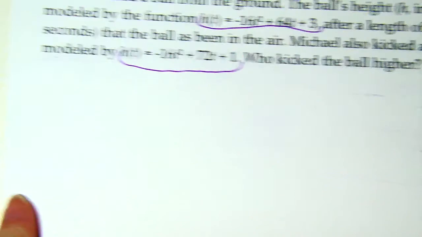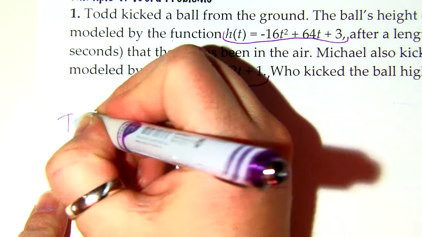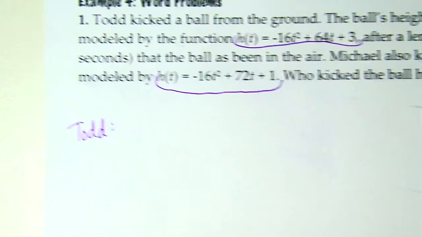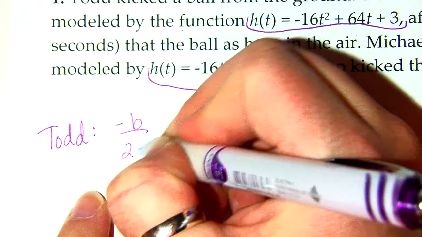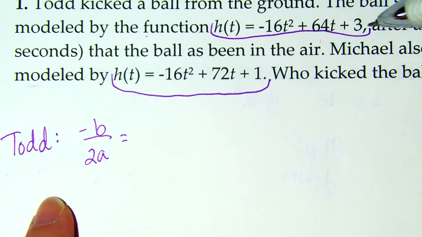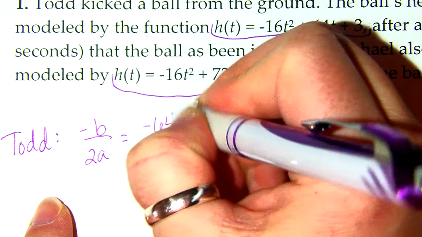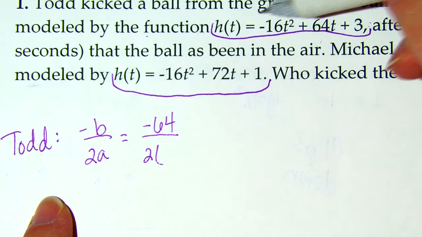So I'm going to do Todd first. So negative b over 2a is what we're plugging into. So negative b on Todd's, that's this one, would be what number? 64 is the b, so it's negative 64 over 2 times a. What's a in this one? Negative 16.